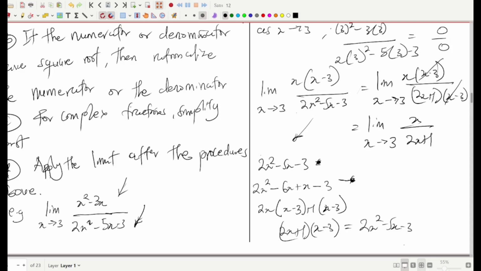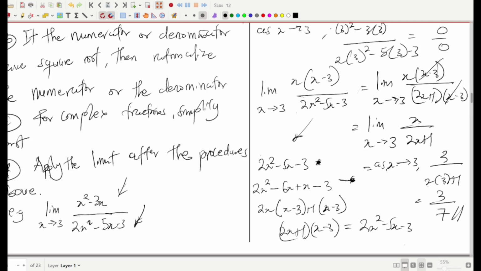Here we can do direct substitution. Then what do we get? As x approaches 3, we end up with 3 divided by 2 multiplying 3 plus 1. 3 divided by 2 times 3, 6, plus 1, 7. So 3 over 7 is our answer.